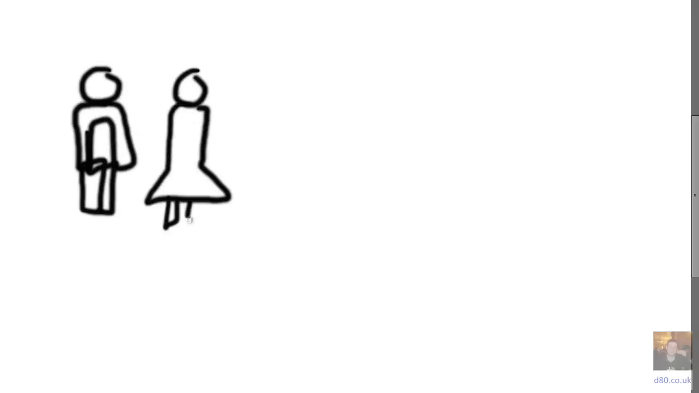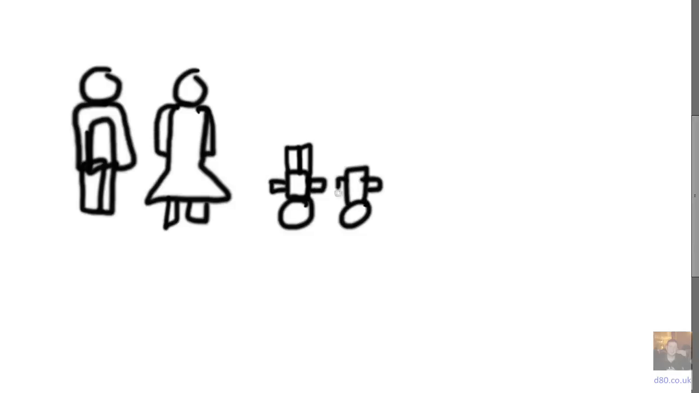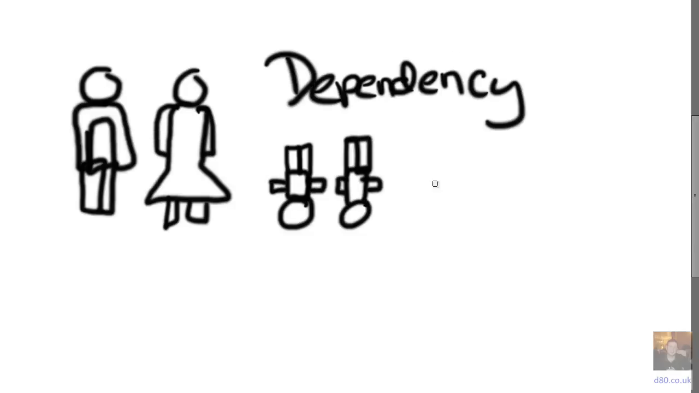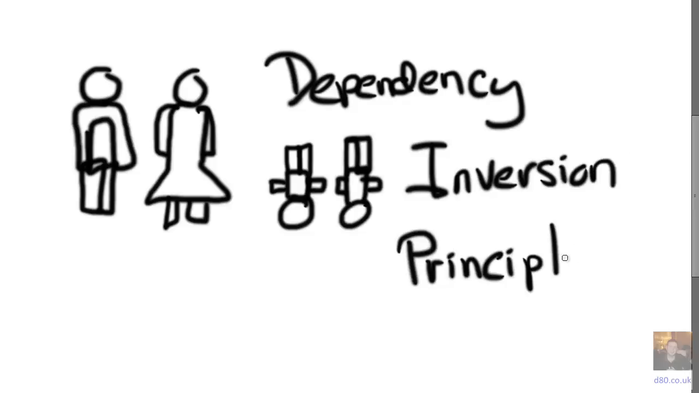Hello, my name's Dan Swain, and today we're going to be talking about the final of the SOLID principles, the dependency inversion principle. And here we have two parents with their little children or dependents inverted, hence the dependency inversion principle.